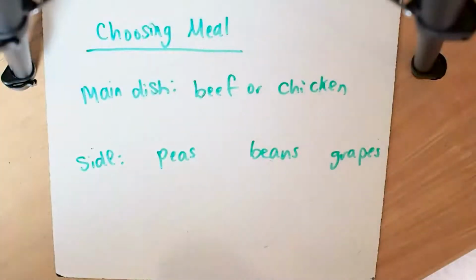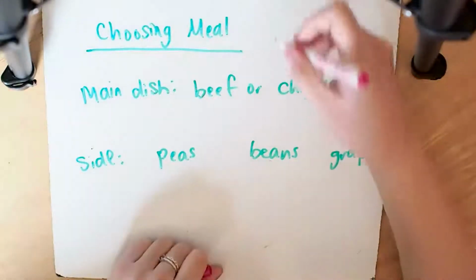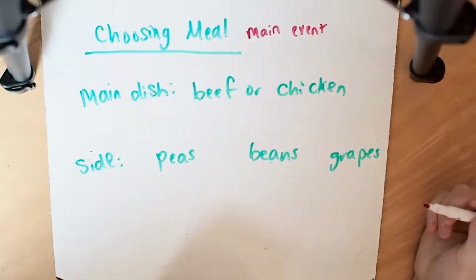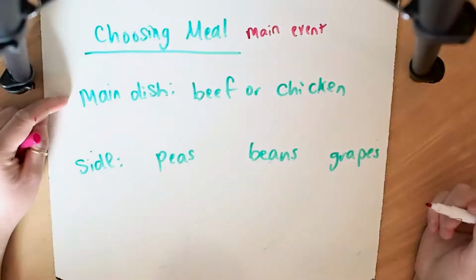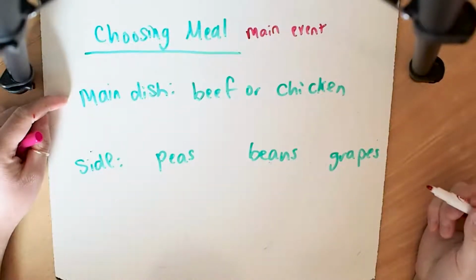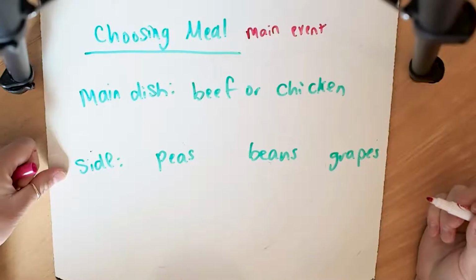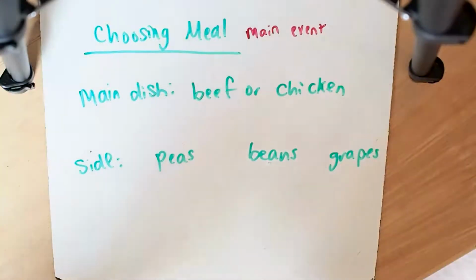The example we're going to use imagines that you go to a restaurant where you're allowed to choose a meal. So choosing a meal is the main event. However, within that main event, there are two sub-events. The first sub-event is choosing a main dish, beef or chicken. The second sub-event is the side, where you can have peas, beans, or grapes. You can see here that there's going to be a larger amount of outcomes.